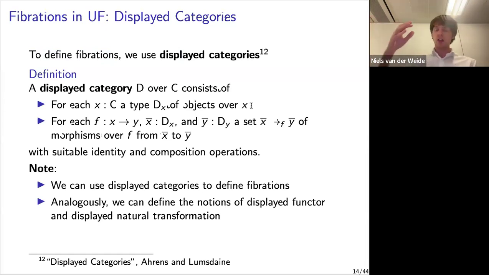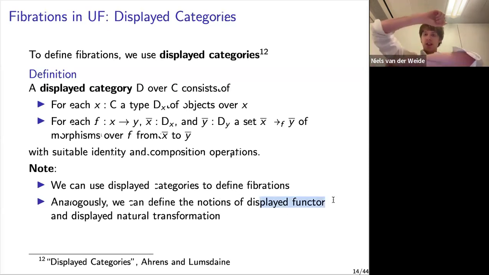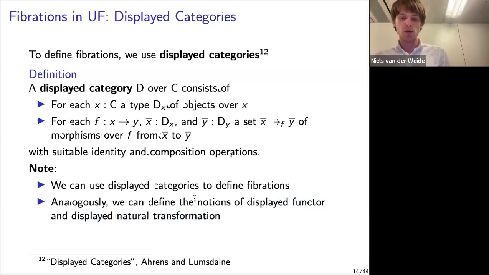So besides displayed categories, we can also formulate other gadgets from category theory in this displayed fashion. For instance, we could formulate the notion of displayed functor, which is a functor lying over some functor between two categories, and then this displayed one is between two displayed categories. And we can formulate a notion of displayed natural transformation between two displayed functors. So each of these notions from category theory has a displayed analog. But I won't be discussing them in detail.